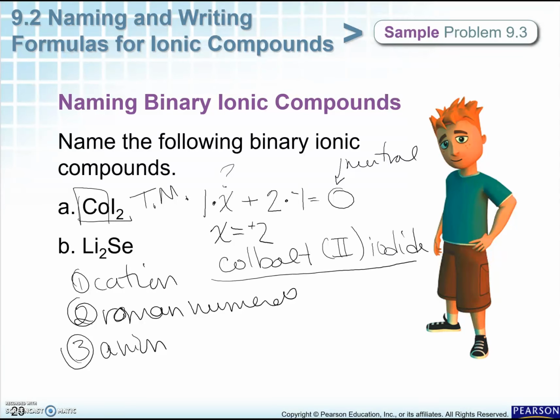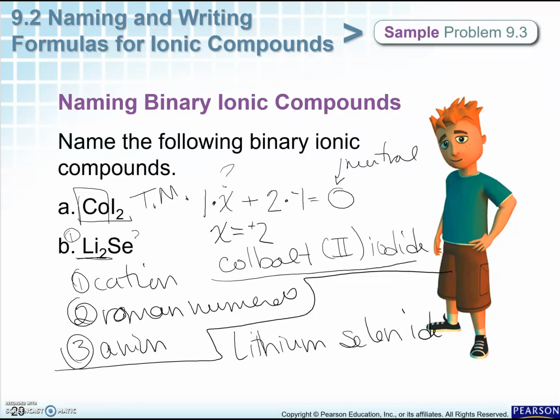A little easier since it is not a transition metal, so you would name your cation first, followed by your anion with IDE. So you would get lithium selenide.